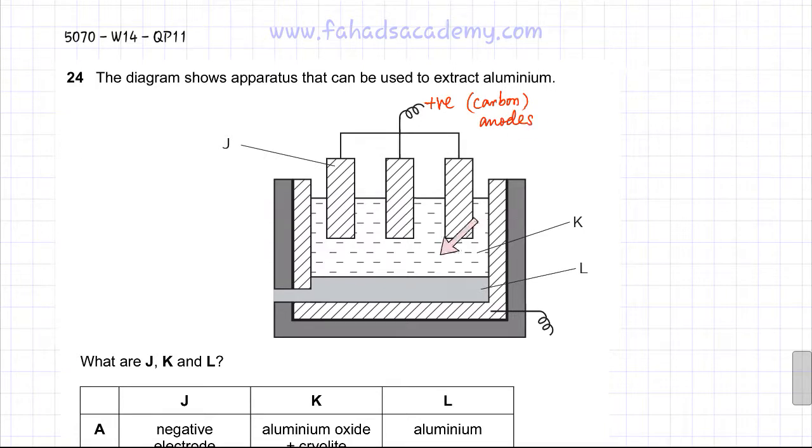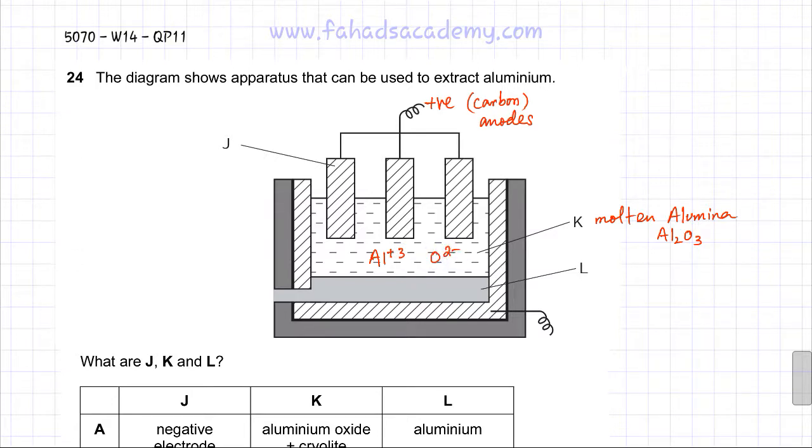The other thing is that the electrolyte that is in this container is molten aluminium oxide or molten alumina. And alumina is Al2O3, which means that your electrolyte contains two ions. One is Al3+ and the other one is O2-.